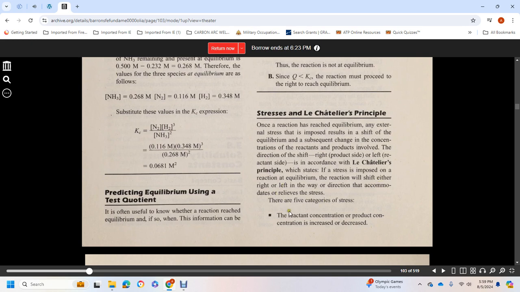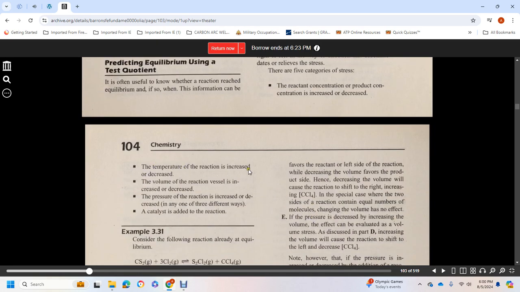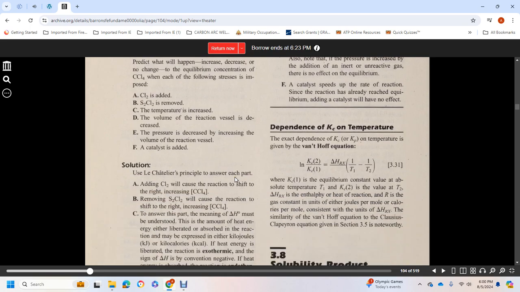There are five categories of stress: the concentration of a reactant or product is increased or decreased; the temperature of the reaction is increased or decreased; the volume of the reaction vessel is increased or decreased, changing the pressure; the pressure of a reactant is increased or decreased in any one of three different ways; or a catalyst is added to the reaction.